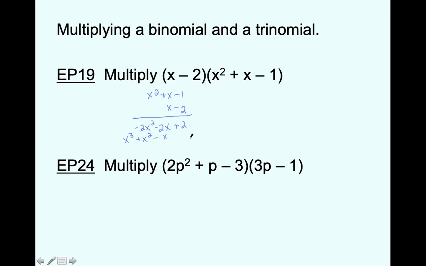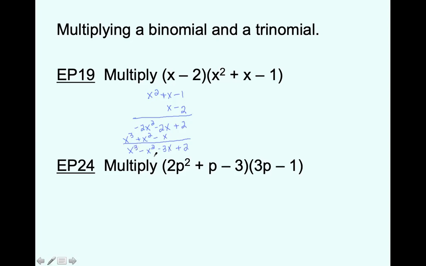All right, your last step when you're multiplying like a 3-digit number times a 2-digit number is to add, right? We look at these columns and we add. So I'm going to bring down my +2. I have -2x and -x is -3x. And in this column, -2x squared plus x squared is -x squared. In here, I bring down my x cubed.